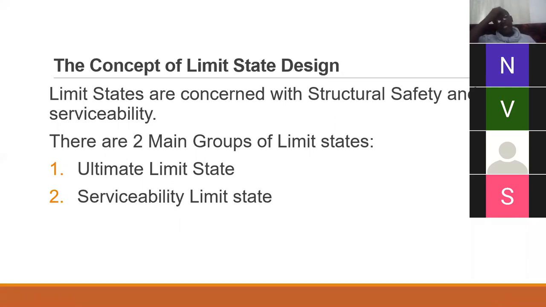Now, after that introduction, with respect to limit state design, we have two major groups of limit states. One is called the ultimate limit state, and the second is what we call the serviceability limit state. I'll start with the first one, which is the ultimate limit state.